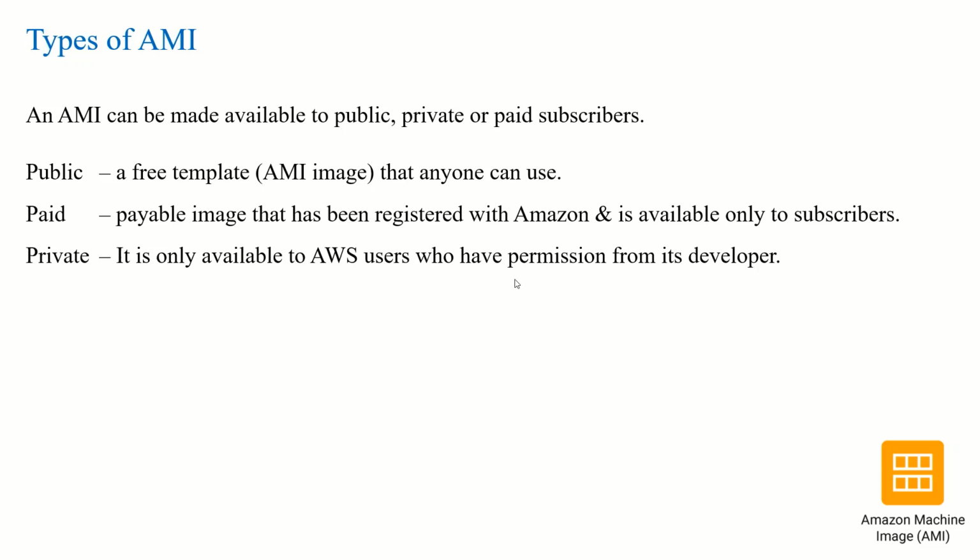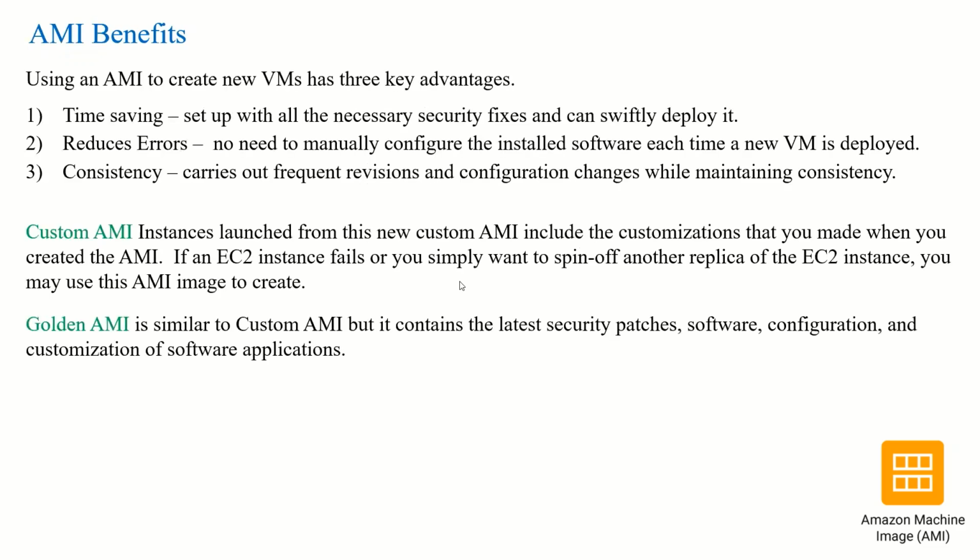So what are all the benefits of these AMIs? Why do we need it in the first place? Correct? That's the question, right? Using an AMI to create new VMs has three key advantages. Number one, time saving. Set up with all the necessary security fixes, you can swiftly deploy it. You need not recreate the same thing over and over again whenever you create a new virtual machine. Next, it reduces errors. So there is no need to manually configure the installed software each time a new virtual machine is deployed. The last but not least is consistency.